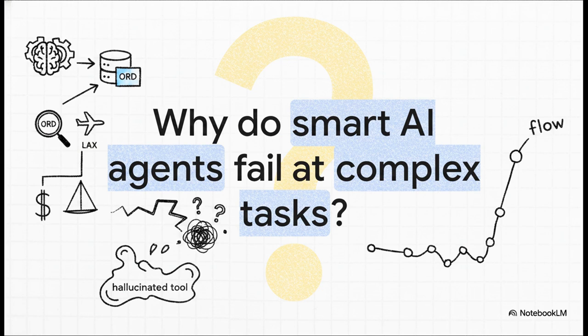To start, we really need to hook into our core problem. Why do these incredibly smart AI models just suddenly break when you give them a long multi-step task? Think about a query like, is flying from Chicago to LA cheaper than flying to San Francisco? An AI has to search a database, calculate costs, and compare values. But all too often, halfway through this chain, it just hallucinates a tool or passes the totally wrong argument, and the whole operation crashes. So why exactly does that happen?